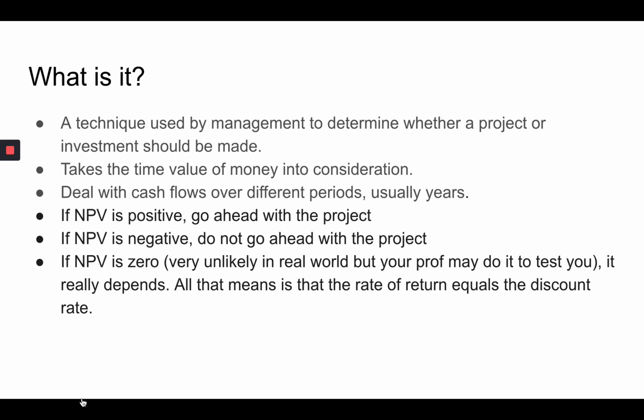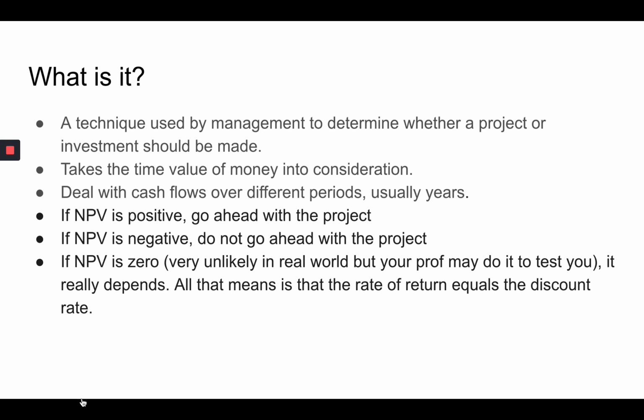So, to start out with just kind of a really easy explanation of net present value, essentially, it's a technique used by management to determine whether a project or investment should be made. It does this not only by taking the time value of money into consideration, but first it will project any future cash flow that they think the project or investment will make, and then compare it to the initial investment that's going to be made. So you're dealing with cash flows over different periods, usually years. And I'm going to be going into the math later and giving you guys more of an explanation with examples.